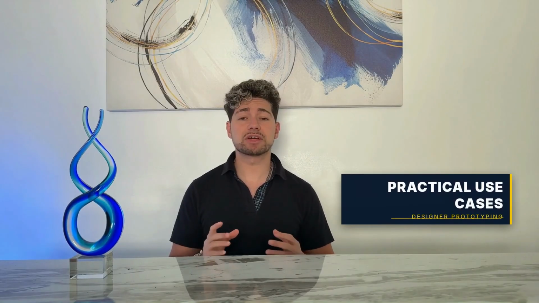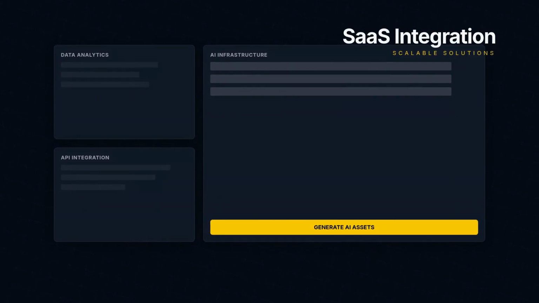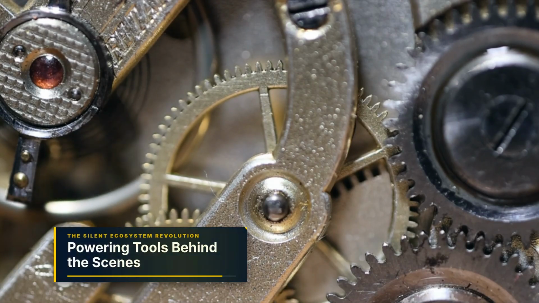Here's where this gets practical. Creators can use it for rapid content generation, and designers can prototype quickly. Developers can embed it into SaaS products, and agencies can reduce infrastructure costs. This is how smaller models quietly change the ecosystem, not by dominating headlines, but by powering tools.